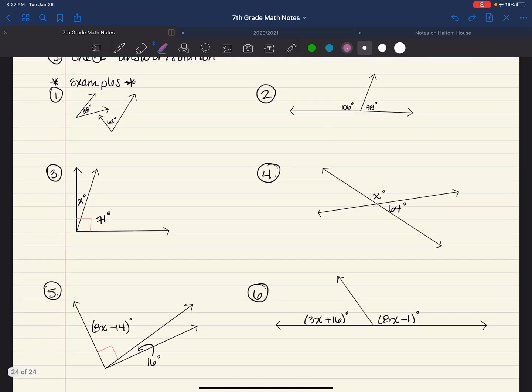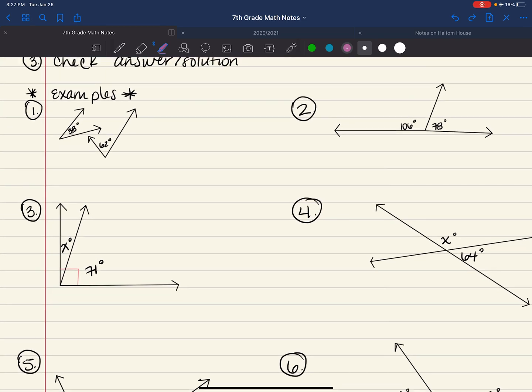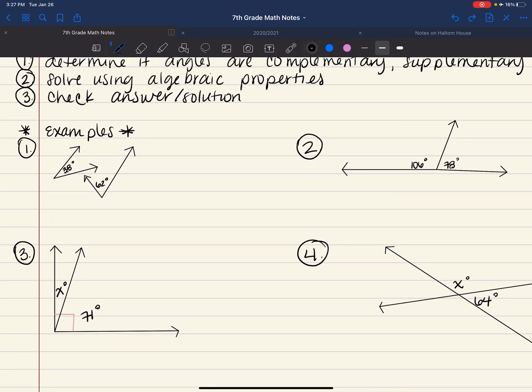We have 6 examples that we're going to go through. The first 2, we're just going to identify, is it complementary, supplementary, or neither? So looking at example number 1, I have these 2 angles. I have 38 degrees and 62 degrees, and I'm going to add them up to see if it equals 90 degrees, 180 degrees, or neither. 8 plus 2 is 10, carry the 1. 1 plus 3 is 4. 4 plus 6 is 10. That is not 90 degrees. So this would be neither.